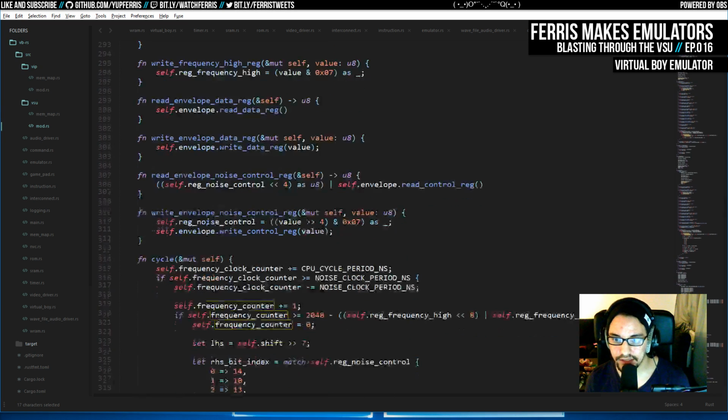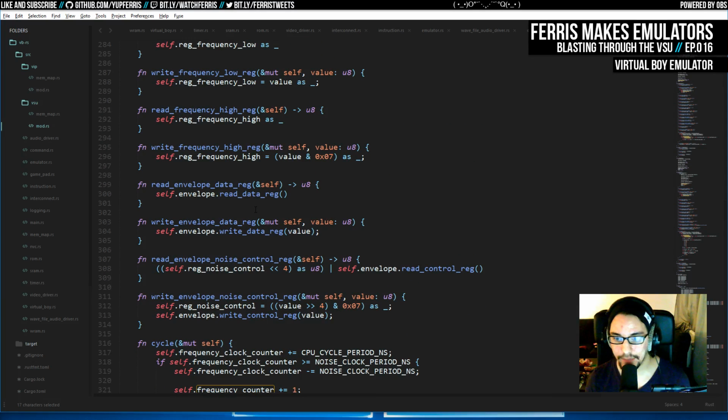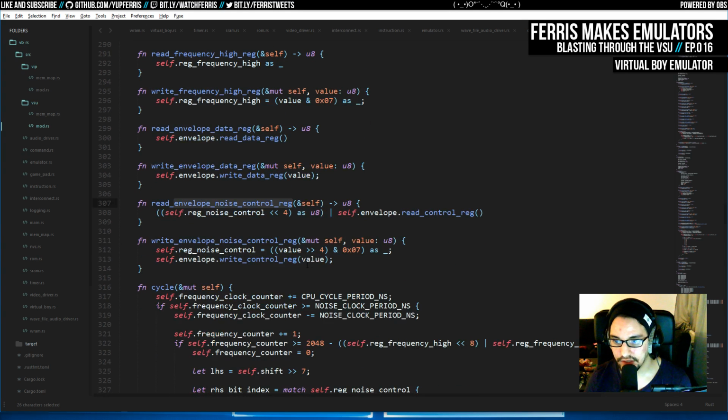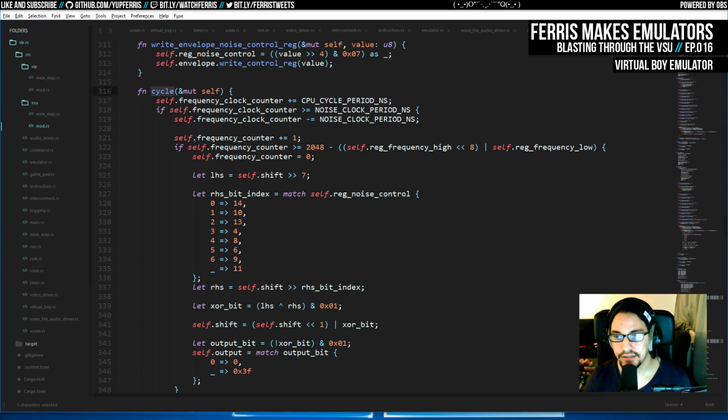So if we look at it, most of this register is the same, except there's a couple of controls for how it actually does the feedback stuff, which is baked into the envelope control register. So we just read that out here. The cycle for that is, again, really simple. We have this two-stage divider here. So we take the noise clock period, which is the 500 kilohertz clock, and whenever that fires, we do the second stage divider, which looks exactly the same as the other one did. Of course, this is dividing a different base frequency.